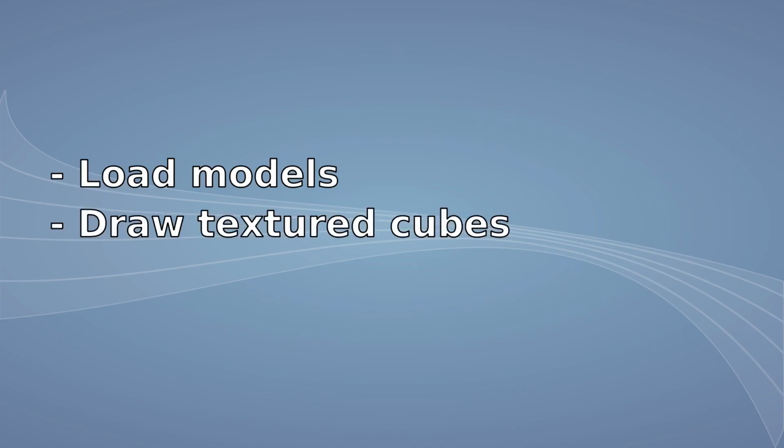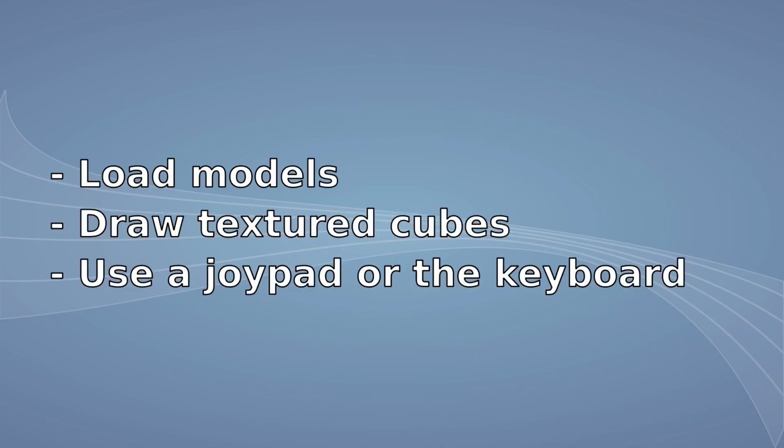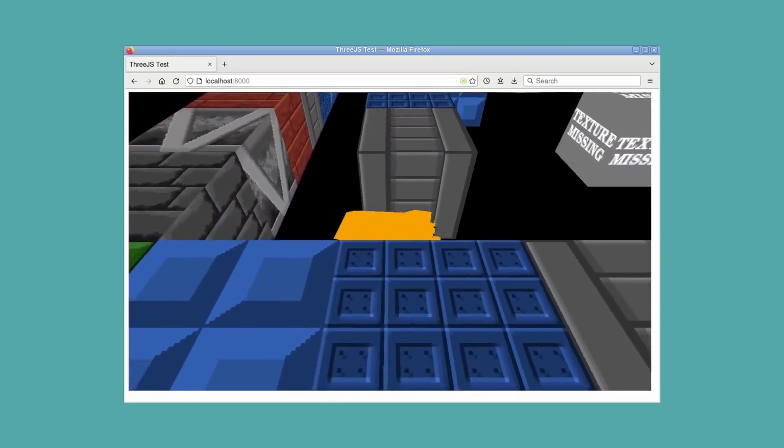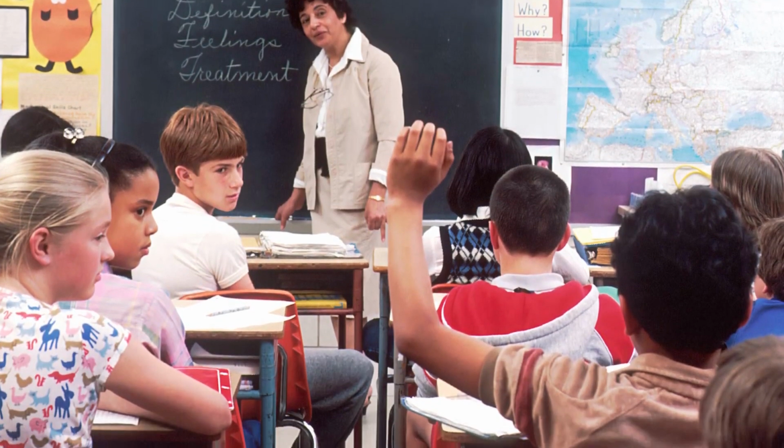Putting everything together, we're able to load models, place them in a world of textured cubes, and control them via joypad or keyboard. Throw in some basic collision detection, and we've got ourselves the beginnings of a game engine. That's getting outside the scope of this video though, so let's close out by answering some questions not already covered.